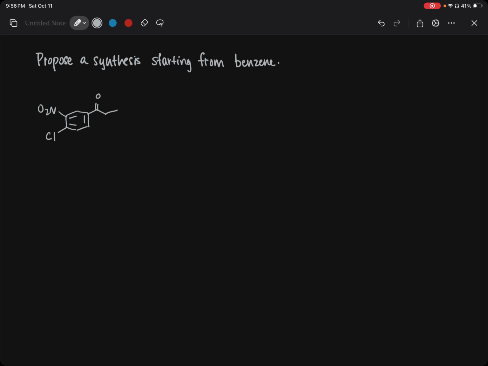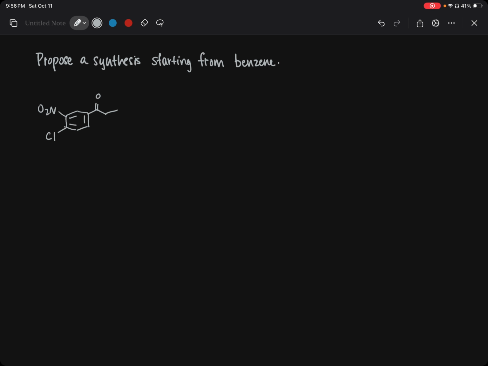Okay, so in this problem, we're asked to propose a synthesis of this molecule starting from just benzene. So this is going to be a series of electrophilic aromatic substitution reactions. We've got three groups that we need to put on: a chloride, a nitro group, and then this acyl group here, an alkyl group, but with a carbonyl. So how are we going to do this?